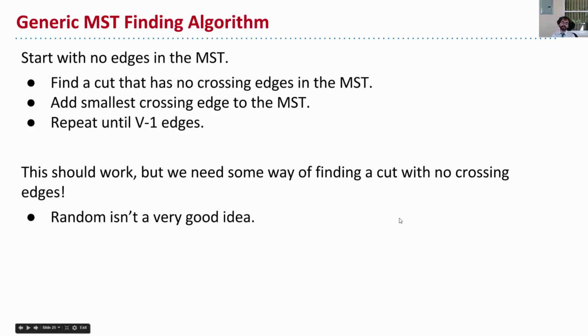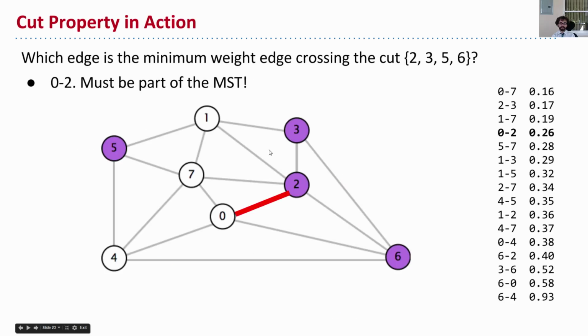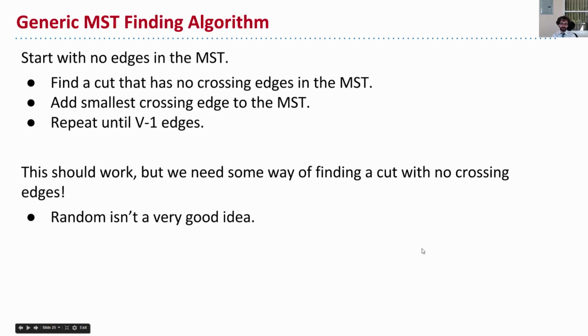And that'll work, but we need some better way of finding a cut that has no crossing edges, because if we keep guessing randomly, it may be that the random cut we come up with doesn't actually give us a new edge that we can add to our minimum spanning tree. Just as a trivial example, suppose we keep generating the same cut over and over and over, then we wouldn't get the answer. So we want something better than just randomly coming up with cuts, and that will be our stronger algorithms we'll be learning about next.